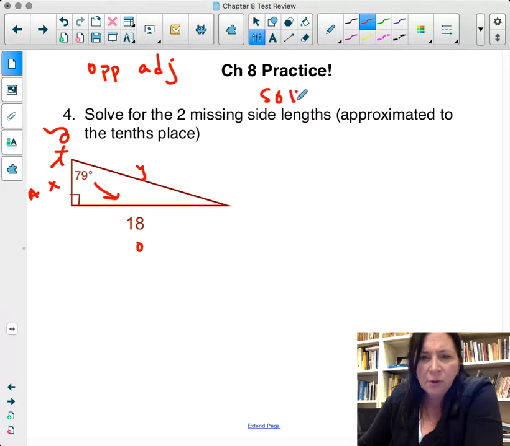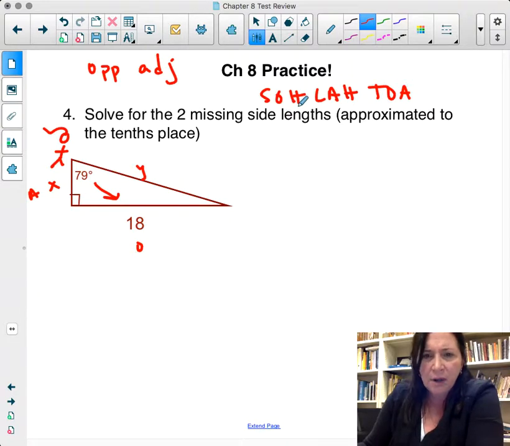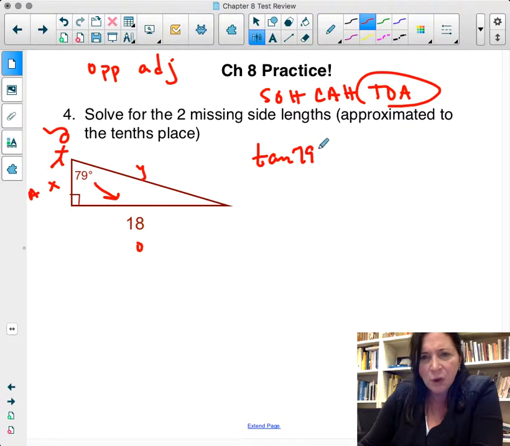And remember your SOHCAHTOA, and that says sine is opposite over hypotenuse, cosine is adjacent over hypotenuse, and tangent is opposite over adjacent. And keep in mind, if I'm not finding the hypotenuse, or I don't need to know that yet, then I'm not using anything with the hypotenuse. So I'm not going to use sine or cosine. So for this part of the problem, I'm going to use tangent. Remember, tangent of the angle is equal to opposite over adjacent. So that's going to be 18 over x.